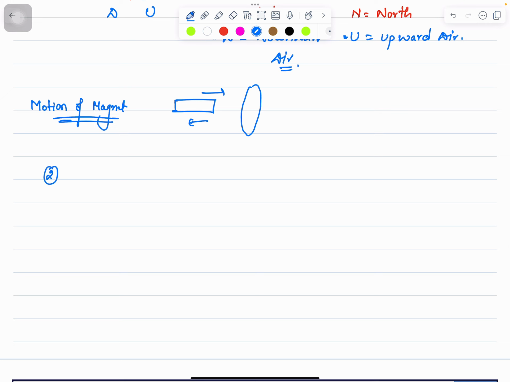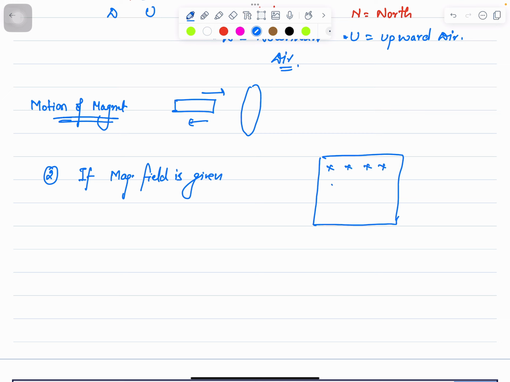The second part: let's say the magnetic field is given. Let's say this is your particular area. This is the area, and here the magnetic field is given. There are two types of magnetic field, and I'm going to teach you each and every aspect.